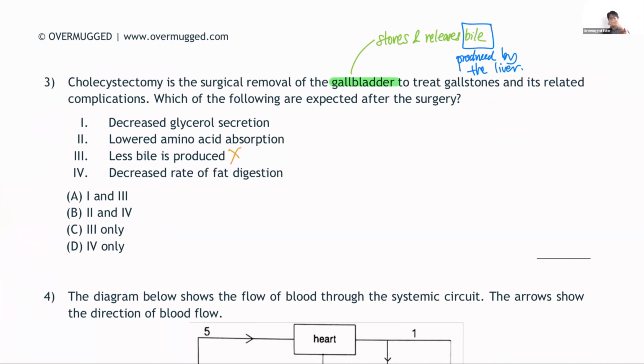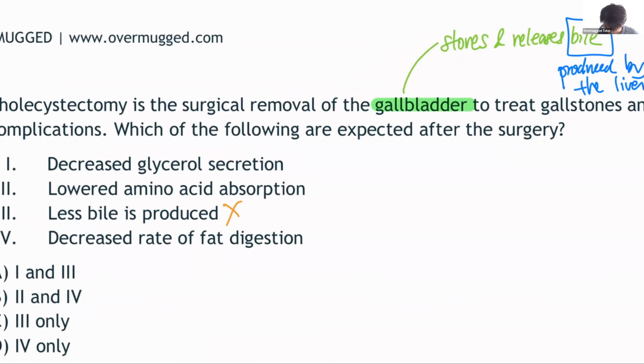Okay, let's head upwards. Let's start from the top again. Decreased glycerol secretion. What is glycerol? Glycerol is not fat, but the idea is there already. Glycerol is a lipid. No. What is glycerol? How do you describe glycerol? Glycerol is not lipid. Glycerol is not fat. Glycerol is a something of fat. Close. Kaden, do you have what I'm looking for? Okay, it's a breakdown product of fat.